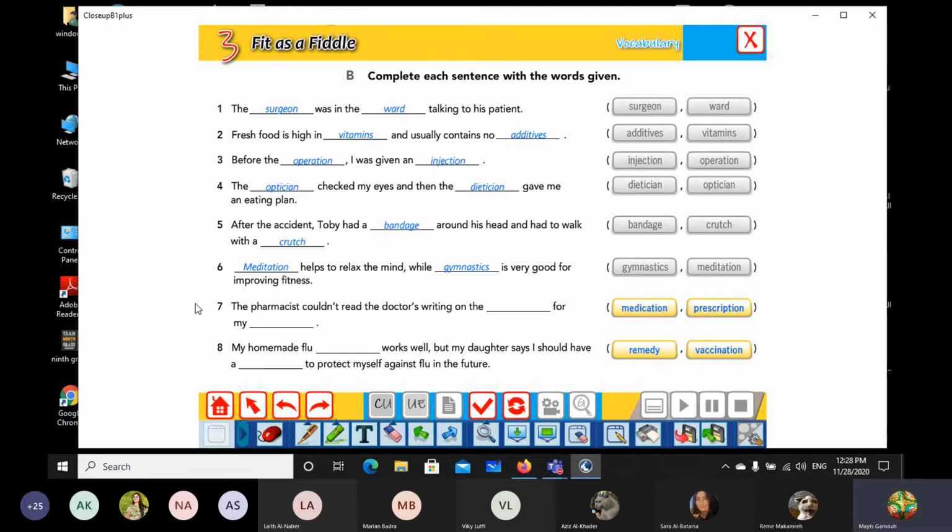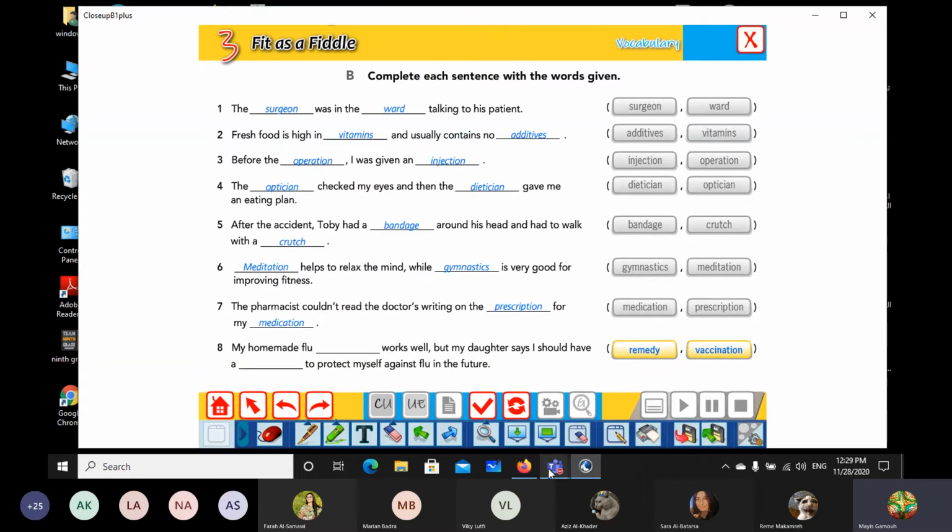Who can explain it? Farah, can you explain the sentence for me? Yes, teacher. Go ahead. The seventh one? Yes. The pharmacist couldn't read the doctor's writing on the prescriptions for my medication. Medication is something you use to recover from an illness. So the pharmacist couldn't read the doctor's medication. No, he doesn't need to read and understand the medication. He has to understand what is in the prescription, right? Yes, teacher. So that's why we put prescription, because the writing is on the prescription and not on the medication. Thank you, dears.